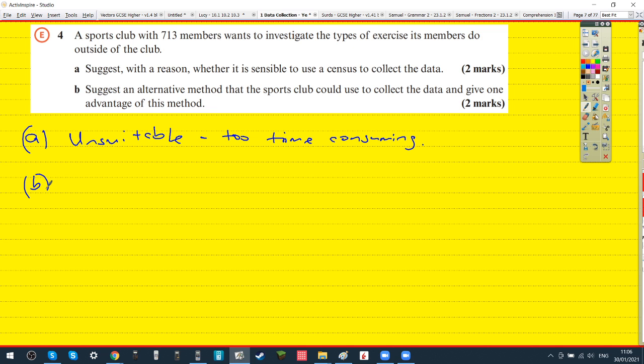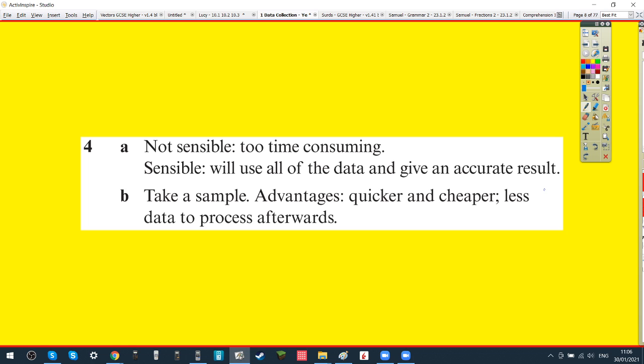They could use a sample because it's less time consuming. Exactly. Less, and I'll write expensive as well. Less expensive, less time consuming. Okay, fine. Not sensible, too time consuming.